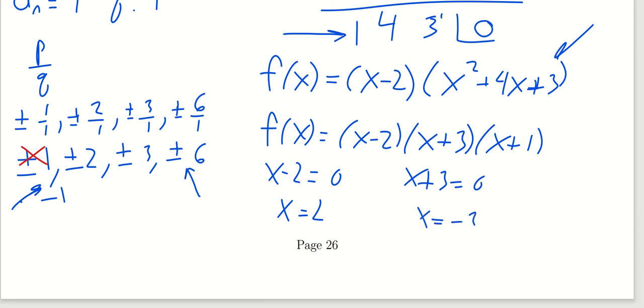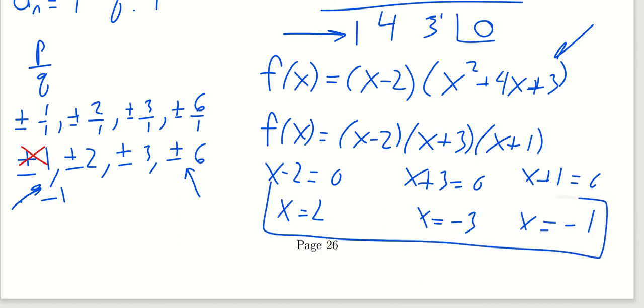To solve this one, you subtract 3 from both sides, we get x equals negative 3. And this one will give us x equals negative 1. So this polynomial of degree 3 has 3 zeros. All of them happen to be rational numbers. They are 2, negative 3, and negative 1. And notice that every single one of those values was on our candidate list, as they have to be, according to the rational zeros theorem.